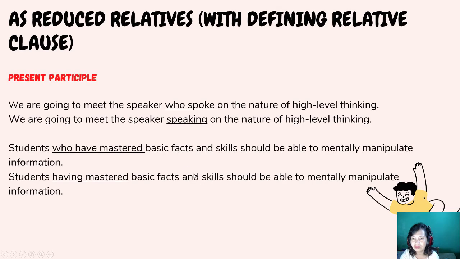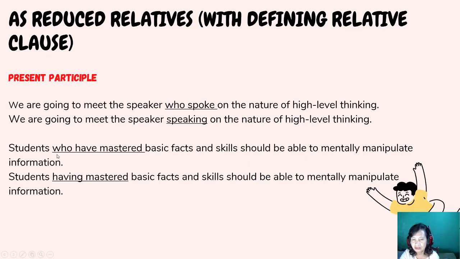I want to tell you about another tense. We are going to meet the speaker who spoke on the nature of high-level thinking. Who spoke? This is in past. So we are going to meet the speaker speaking. Again, you just change this into verb 1 ing and omit who.